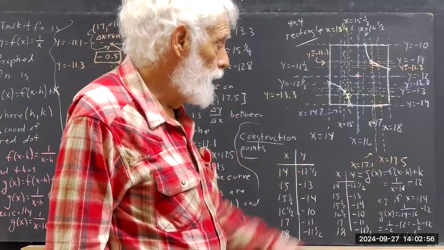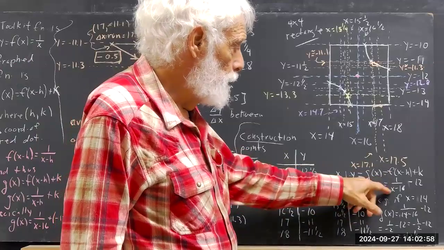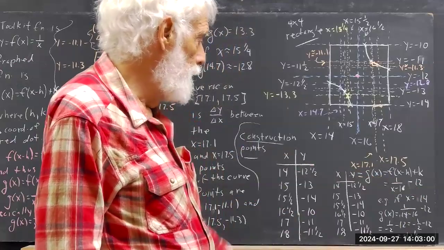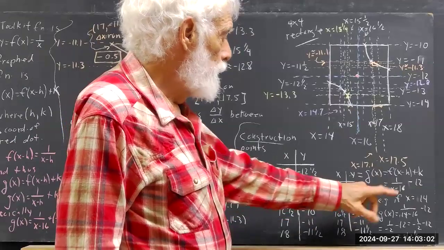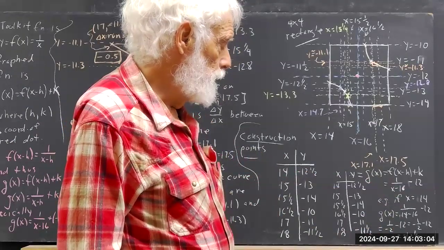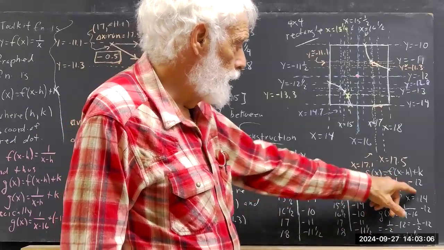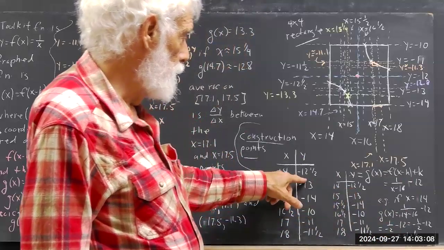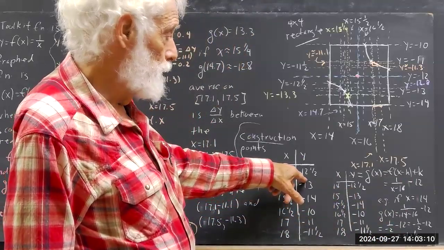Just to verify that we've got the right function, G of x is 1 over x minus 16, minus 12. We plug in 14, you get 14 minus 16, which is negative 2. So you get negative 1/2, and negative 12 gives you negative 12.5. And look at that. That makes what you have here.